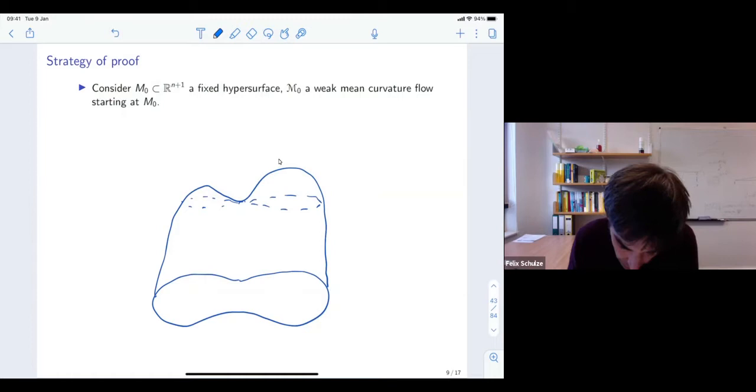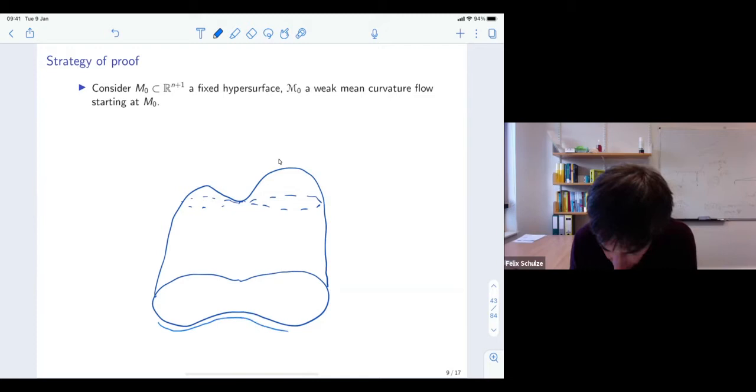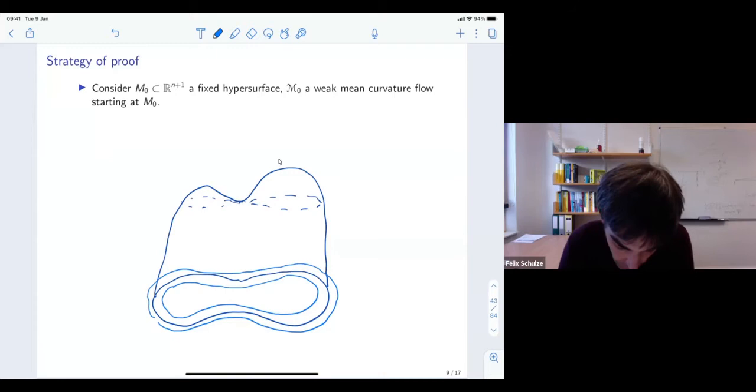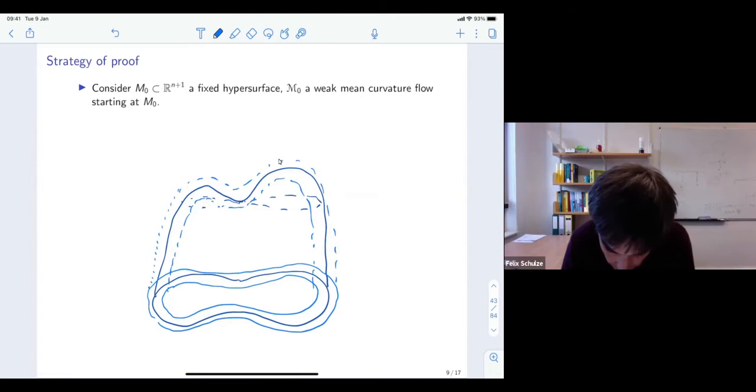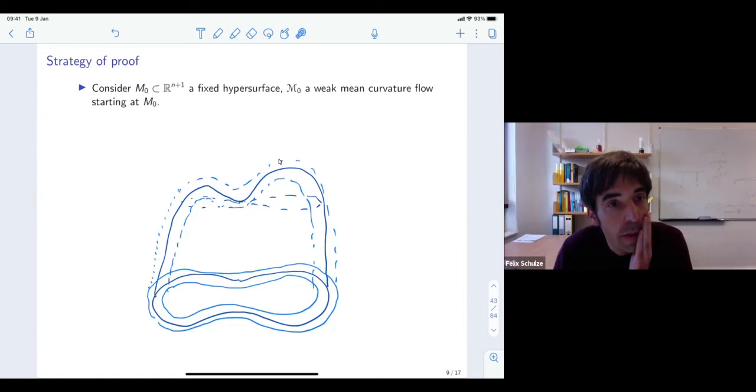So this is this weak flow. Now we embed the initial surface in a foliation of initial surfaces. We foliate the neighborhood of this initial surface. These initial surfaces will also have weak evolutions, but we know by the avoidance principle, which also works for these weak evolutions, that the flows of the nearby surfaces have to avoid this initial mean curvature flow. So we get a local foliation of space-time by flows. That's the picture there.